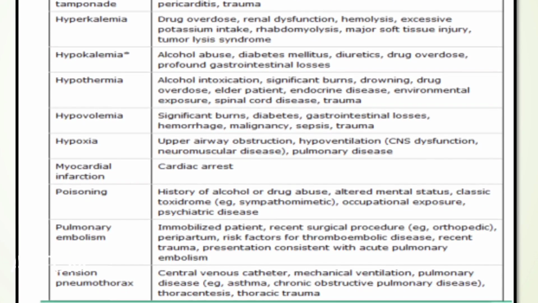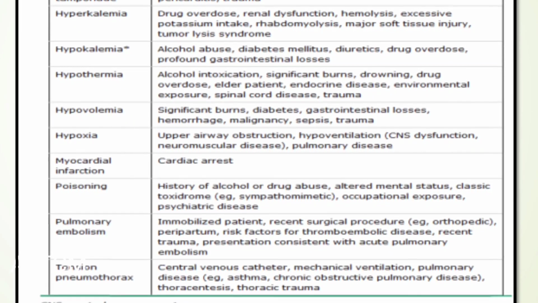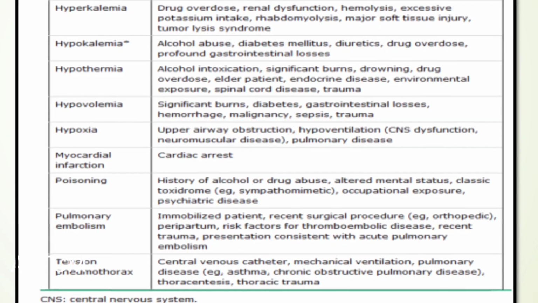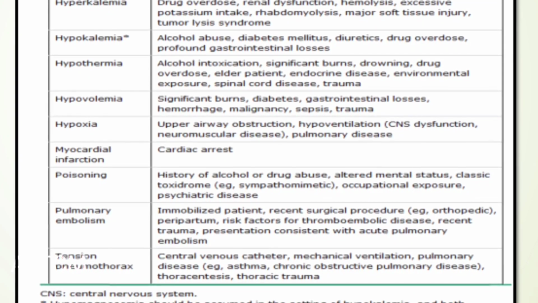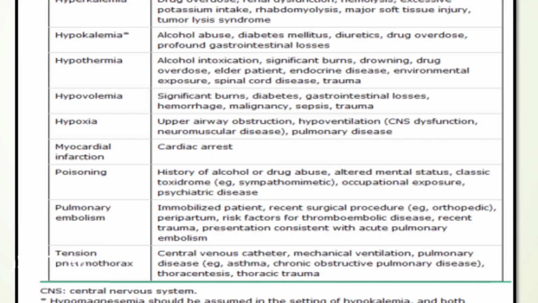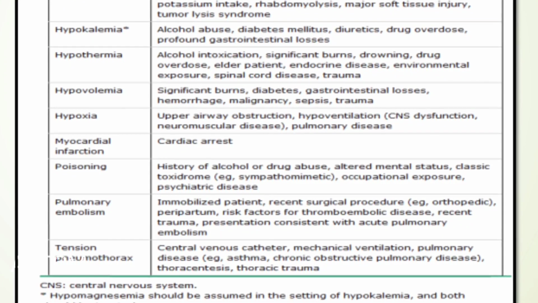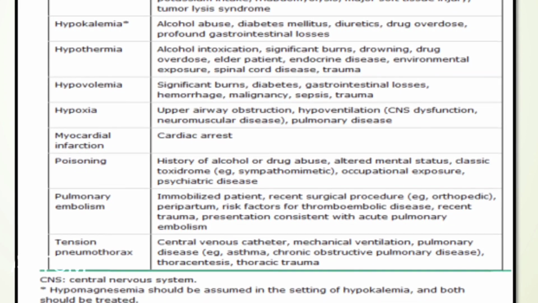There should be a history of a recent surgical procedure, in terms of orthopedic procedures, peripartum, risk factors for thromboembolic disease, recent trauma, immobilized patient, etc. Tension pneumothorax: probably you have to ask history about central venous catheter placement, mechanical ventilation, pulmonary diseases like asthma, COPD, and even thoracic trauma also. So these are the most possible treatable conditions which are associated with cardiac arrest.